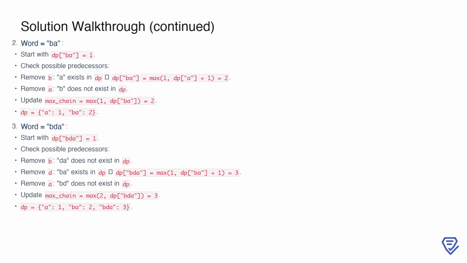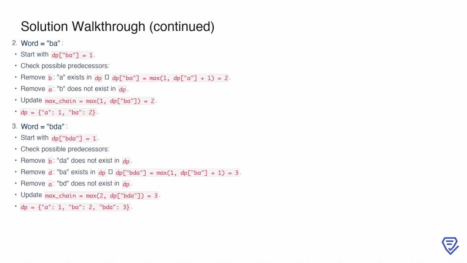Next, we process the word ba. We start by assuming it forms a chain of length 1, so we set dp[ba] equals 1. Now, we check all possible predecessors by removing one character at a time. Removing b gives a, which exists in dp. This allows us to extend the chain ending at a, so we update dp[ba] to be the maximum of its current value and dp[a] plus 1, which gives 2. Removing a results in b, which does not exist in dp, so no update is made. We then update max_chain to the maximum of its current value and dp[ba], which becomes 2. The dp dictionary is now {a: 1, ba: 2}.